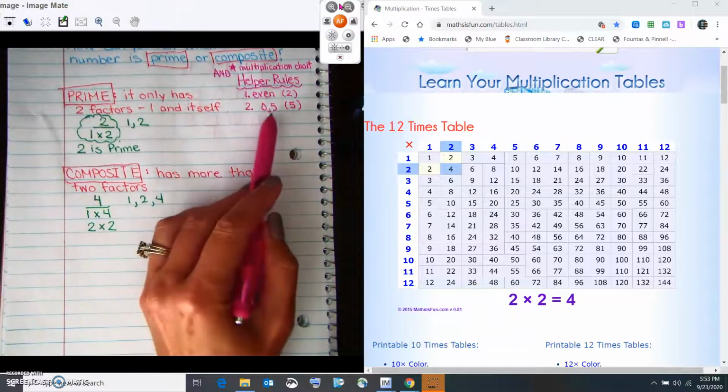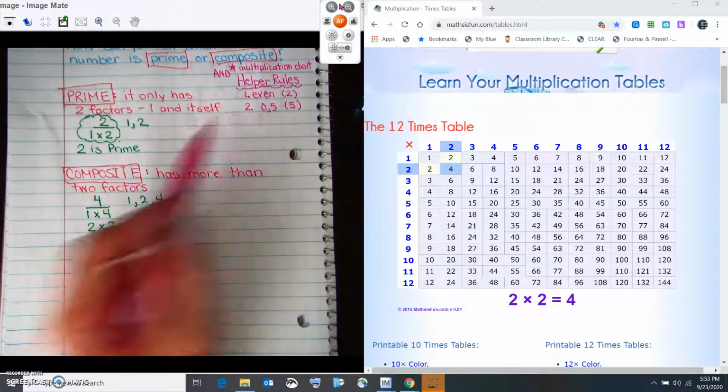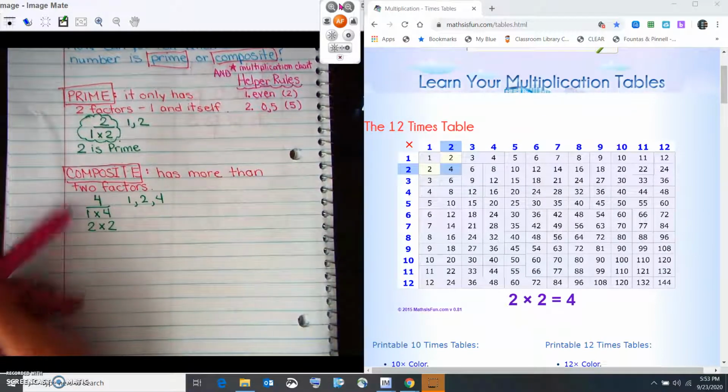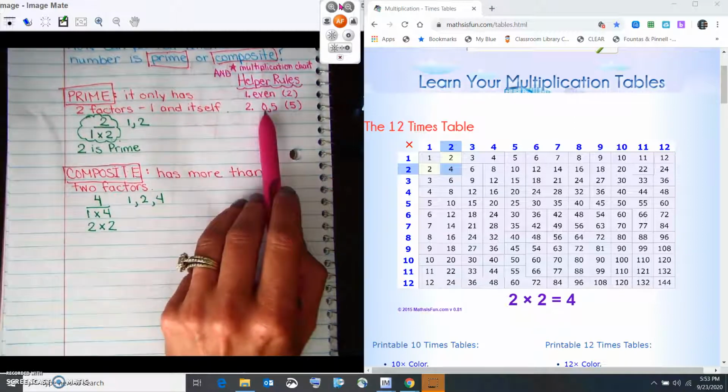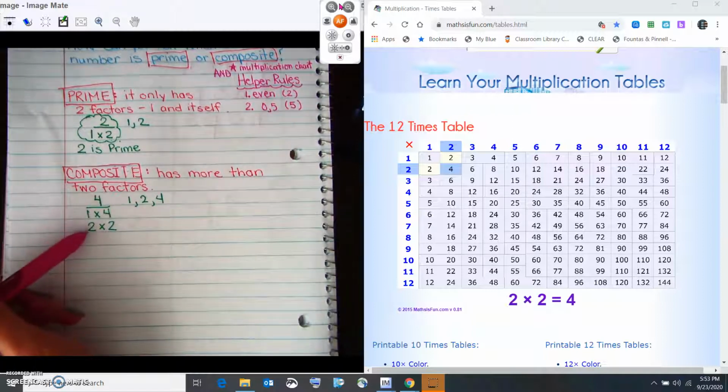So these are some quick helpers to look really fast. Is it going to be a prime or composite? If it's even, it's going to be a composite because it's going to have more than 1 times itself. If it ends in a 0 or a 5, you know that it's going to be composite because it's always going to be able to be multiplied by a 5.